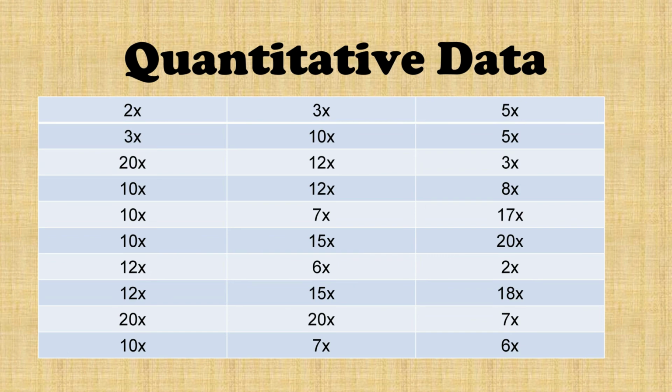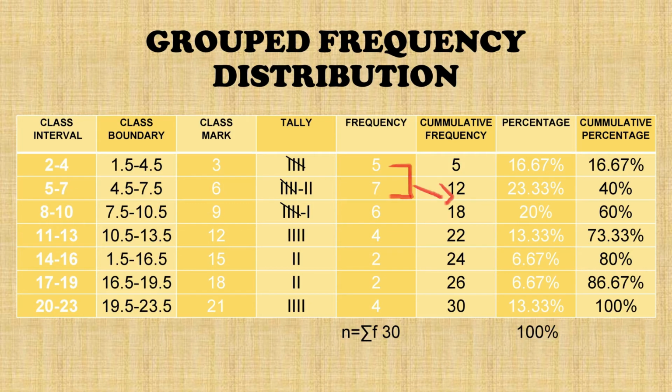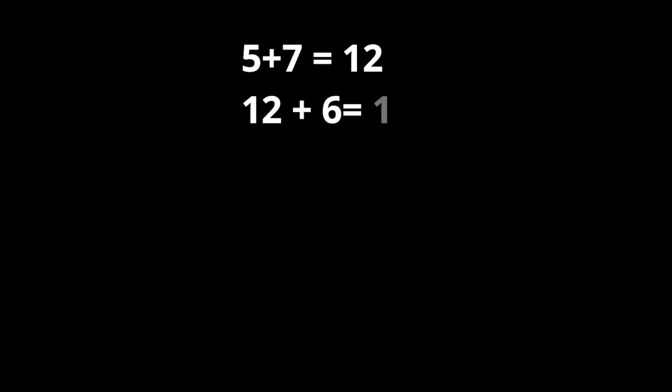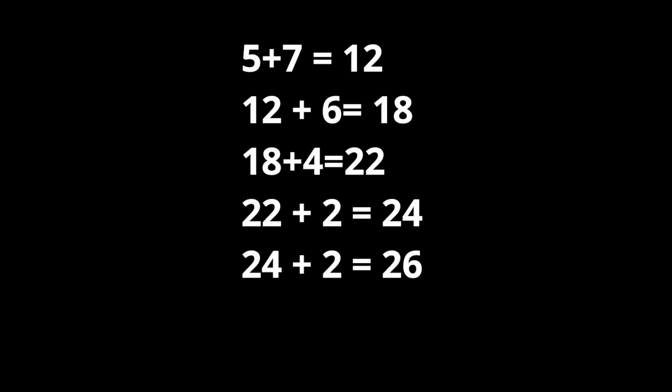In getting the tally, we will rely on the data from the respondents and classify them according to their interval. For example, we have data number 3, which we classify under the class interval 2 to 4, since 3 belongs to the 2 to 4 interval. To get the frequency, you must convert the data from the tally, and in getting the cumulative frequency, the first number in the frequency will be copied and then add the second number, and the sum will be the second cumulative frequency, and you will just add the next number in the frequency until you reach the total number of data.